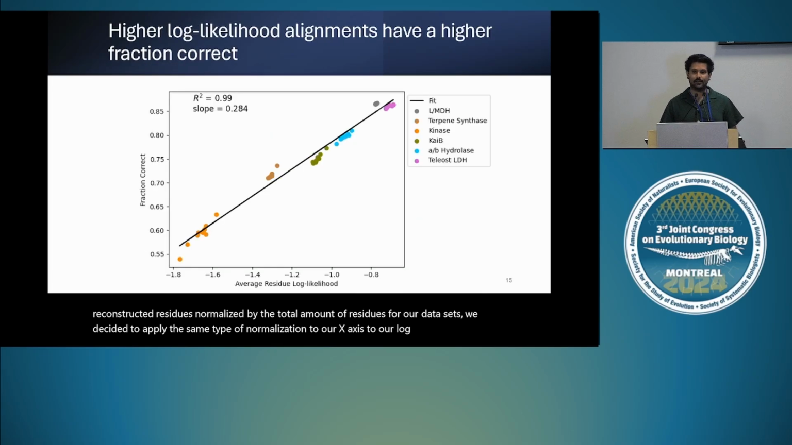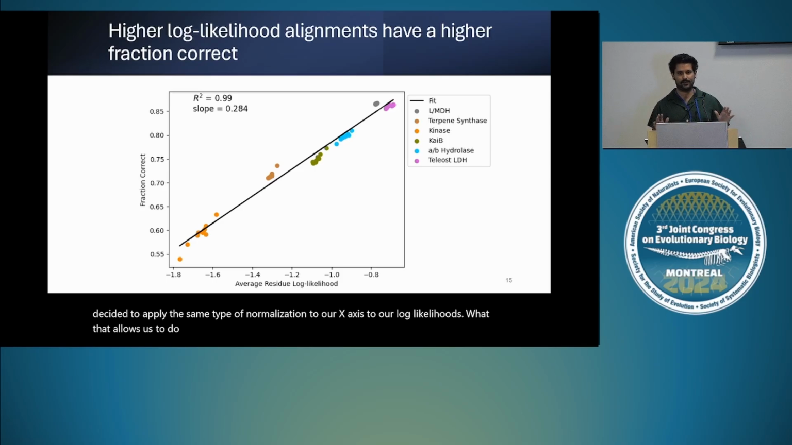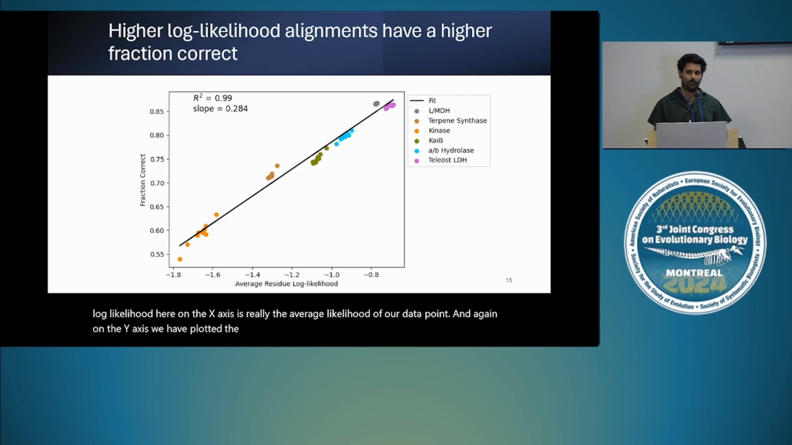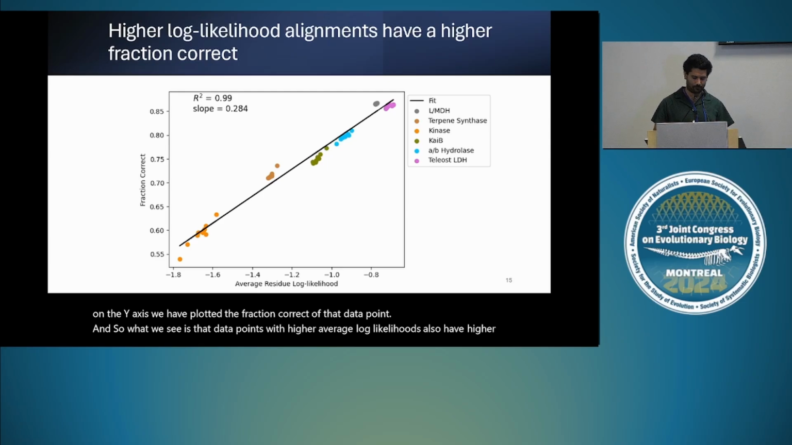What that allows us to do is plot all of our data points on the same graph. And so average residue log likelihood here on the x-axis is really the average likelihood of our data point. And again, on the y-axis, we have plotted the fraction correct of that data point. And so what we see is that data points with higher average log likelihoods also have higher fraction corrects.